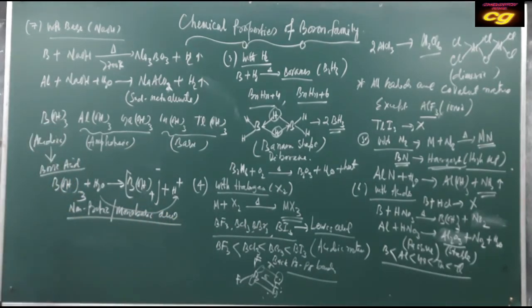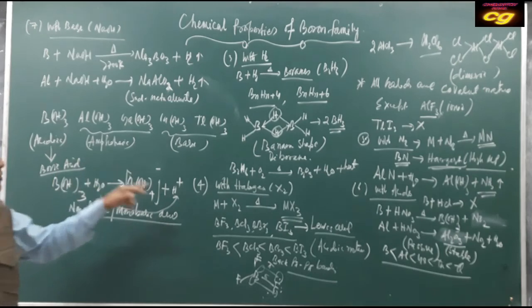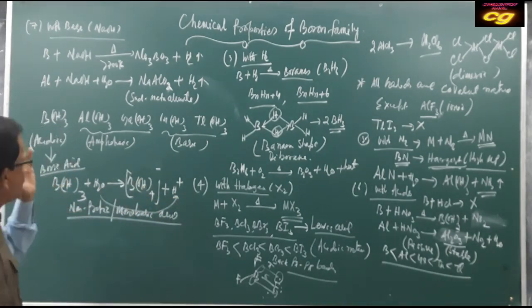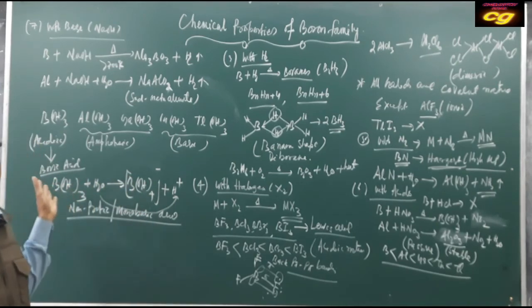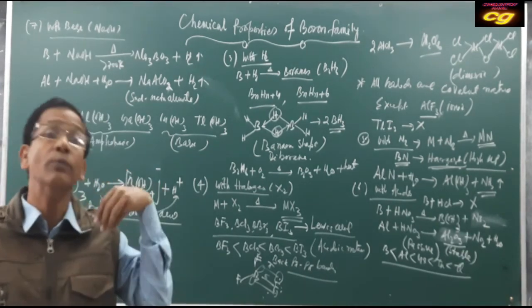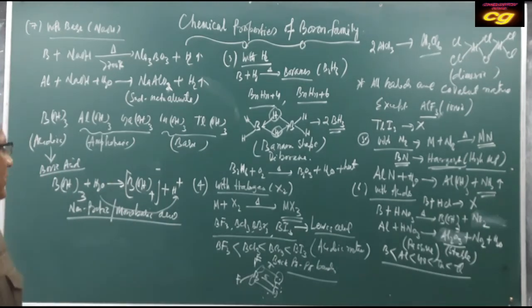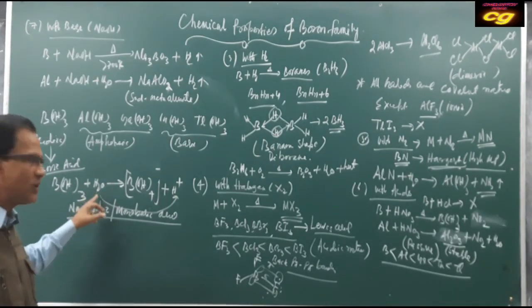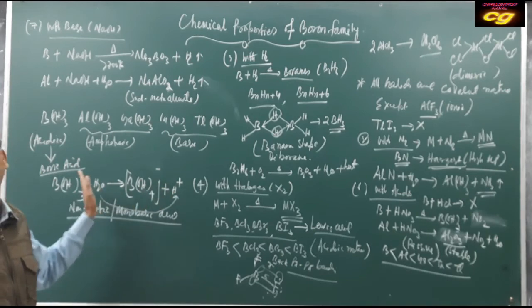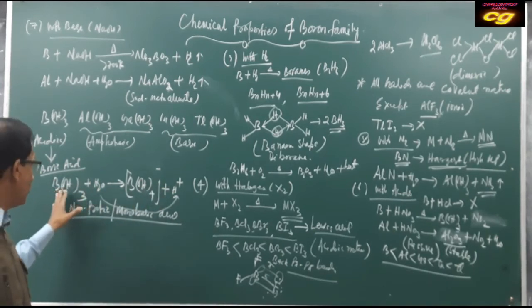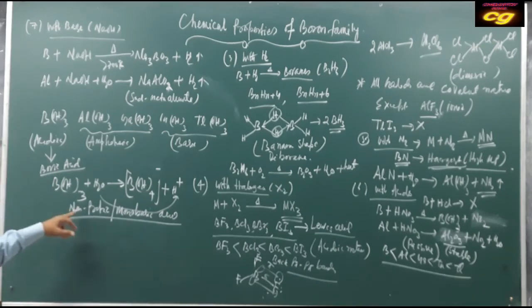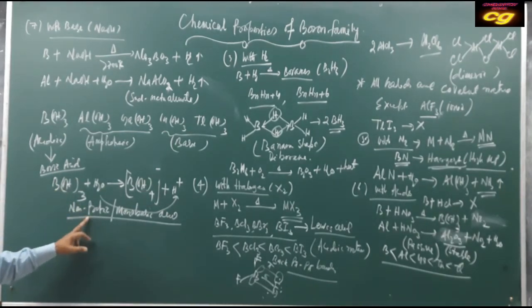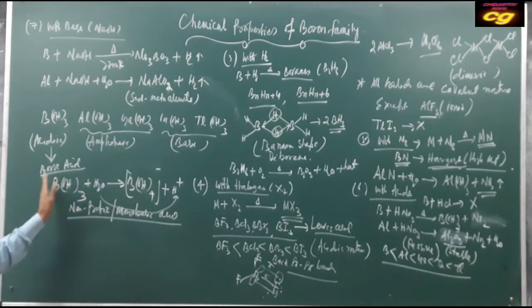Very important: why is it monobasic? Because it produces one H plus. And why is it non-protic? Because the H plus is produced from water, not from B(OH)3. It cannot produce a free H plus ion by itself; the H plus ion is produced in the presence of water. That's why it is called non-protic, but monobasic because it produces one H plus ion.